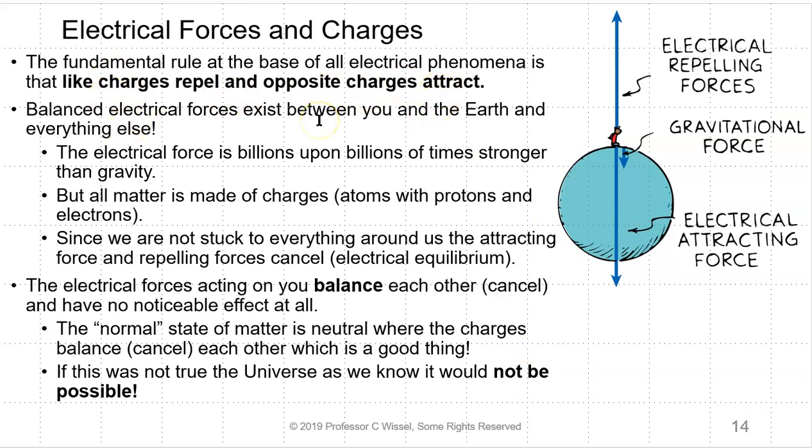But everywhere on the Earth and in most normal situations, everything is balanced. This is a good thing because the electrical force is billions upon billions of times stronger than gravity. Since we are not stuck to everything around us, the attracting and repelling forces cancel out. This is called electrical equilibrium or neutrality. So the electrical forces acting on you balance each other, that is, cancel and have no noticeable effect at all. This normal state of matter is neutral, where the charges balance and cancel, which is a good thing. If this were not true, the universe as we know it would not be possible, and we would not exist.